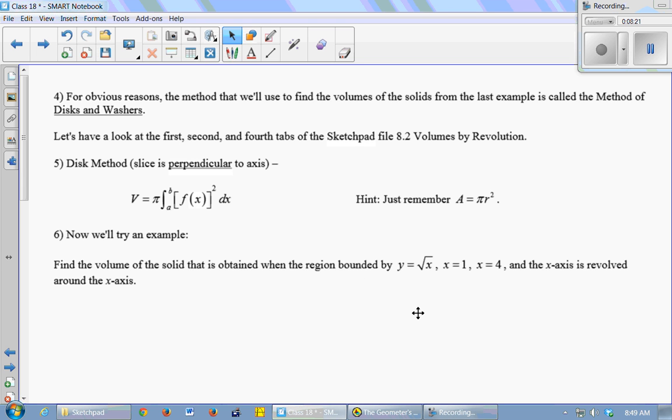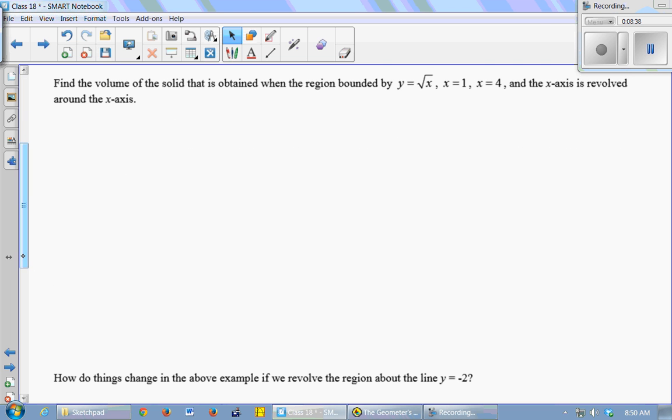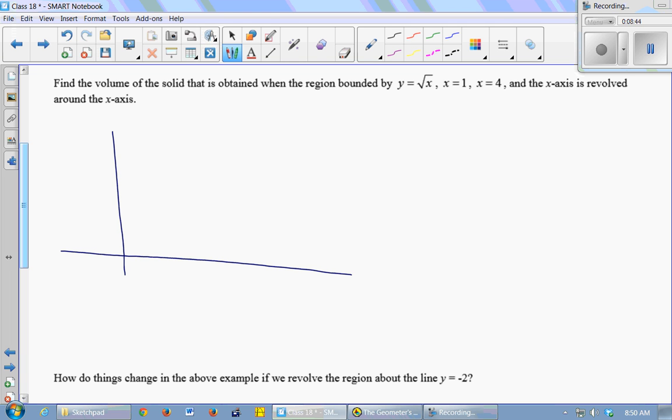Okay, so I'm actually going to use that function, y equals the square root of x. We're going to find the volume of the solid that's obtained when we rotate y equals the square root of x, bounded at 1 and at 4, around the x-axis. Okay, so I'm going to draw a picture of it. There's the square root of x, and we'll go from 1 to 4. So this is my region. I'm going to rotate it around the x-axis and find the volume that results.